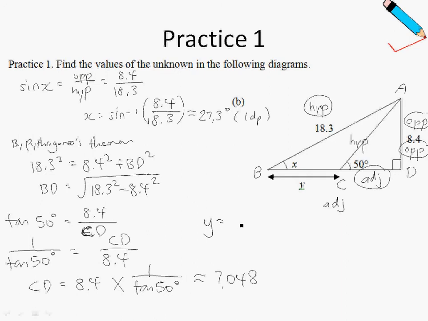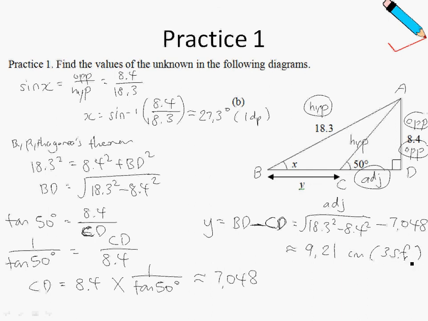The final answer that I'm looking for is y. So y is actually BD minus CD. Since BD, as we found earlier, is the square root of 18.3 squared minus 8.4 squared, and CD we found to be 7.048, press this whole chunk of numbers into your calculator, round it off, and you will get y to be 9.21 centimeters, to three significant figures. So that's all for this practice 1B.